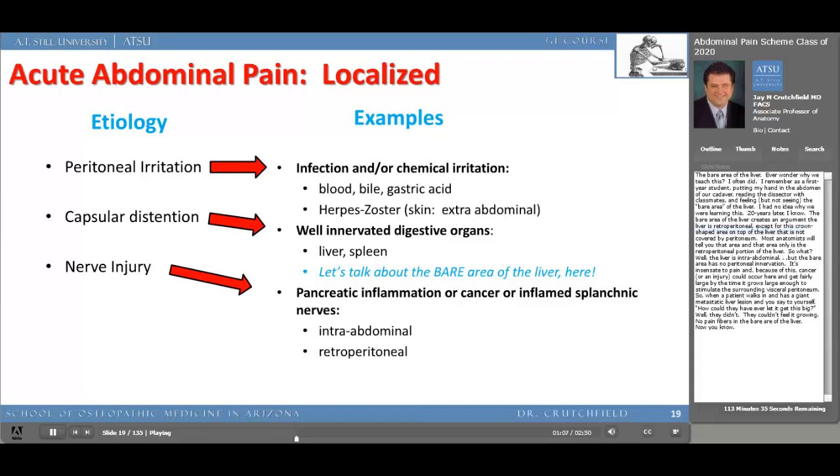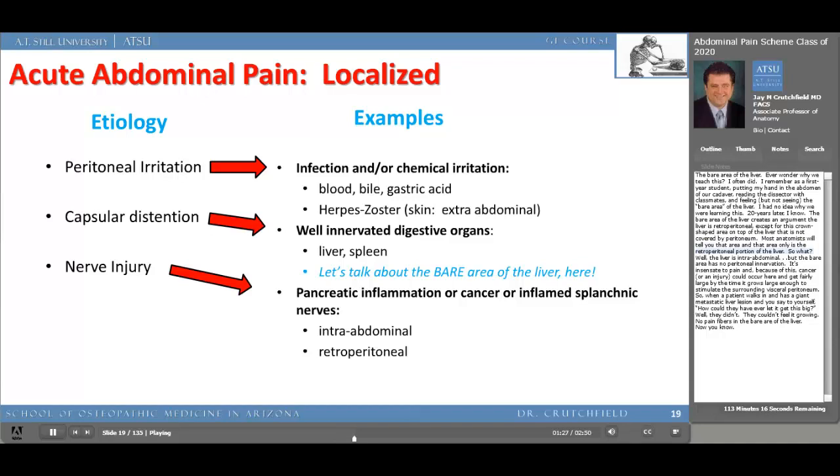Then we have pancreatic inflammation or cancer or inflamed splanchnic nerves. Now these are retroperitoneal structures, but they can also cause clinical signs consistent with a peritonitis. Let's go back and talk about the bare area of the liver here. You ever wonder why we teach this? I often did.